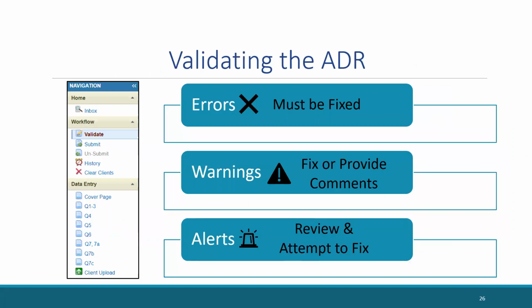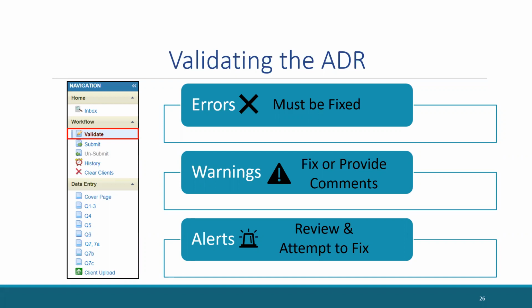Once you have completed the recipient report and uploaded your client report, the next step is to validate your report, which means checking your report for errors, warnings, and alerts. So in the navigation panel on the left side of your screen, click on Validate. It may take a few moments for the validation results to generate. You can click on the Validate link again after a few minutes to refresh the screen.